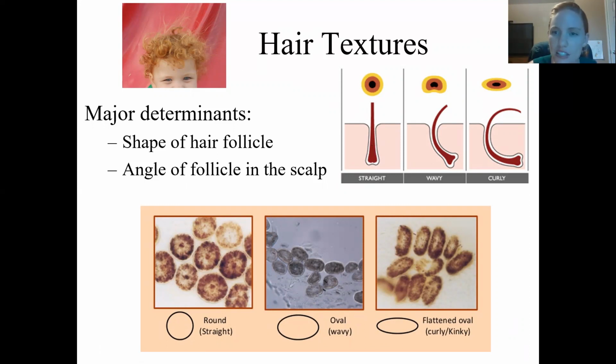Another thing that's different is the shape. The shape of the hair follicle is going to dictate the shape of the hair here. And you can see that the straighter hair is going to be more round, whereas the curlier and kinkier it becomes, the more flattened it becomes, right? So the angle of the follicle as well as the shape of the follicle will dictate the type of hair that comes out of it, which I find kind of fascinating.